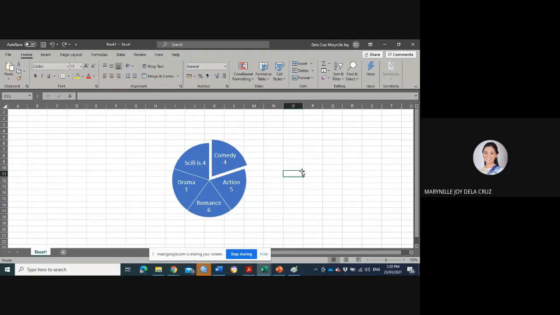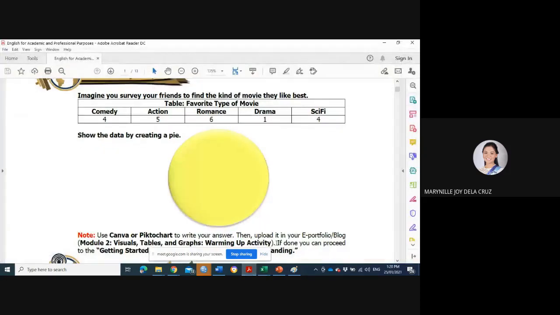However, if you've noticed, when you use this one, you should be able to see how much is the portion of each slice of the pie to determine whether the comedy is bigger and which is smaller among the number of movies that are being liked by your friends.